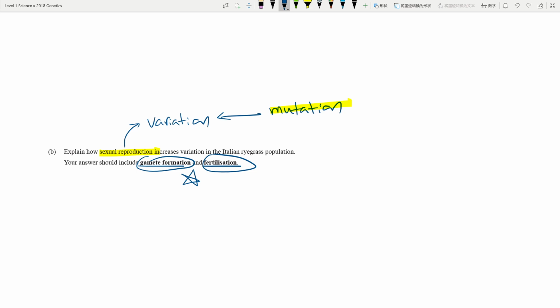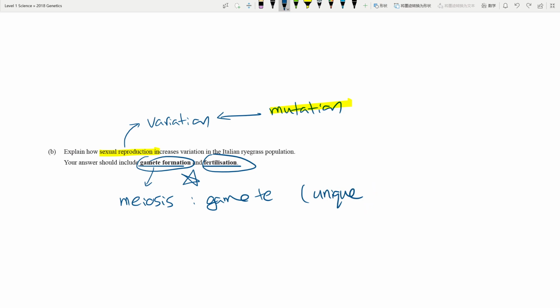Okay, so what is sexual reproduction? Sexual reproduction is combining DNA from two individuals, and you have to use gametes. So in this case, you have to do meiosis. The individuals have to make the gametes. Now the gametes are all unique. You can say they have half the number of chromosomes.